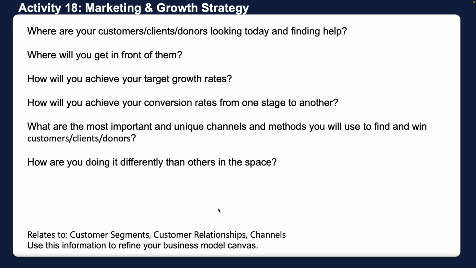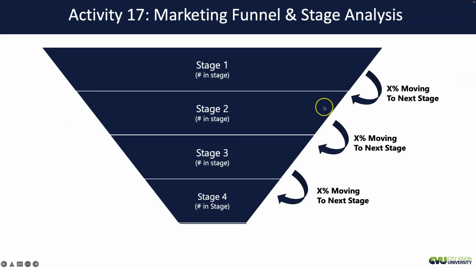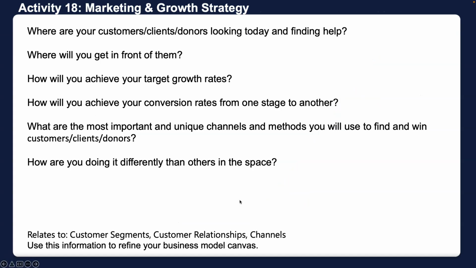Now remember, this is hypothetical a lot of times. So you're just trying to think through the process of, boy, how am I going to grow this thing at this rate? How will you achieve your conversion rates from one stage to another? So if you go back here, how are you actually going to get a person to go from here to here, stage 2 to stage 3 to stage 4? What's it going to take to actually get that decision to move them from one stage to another?